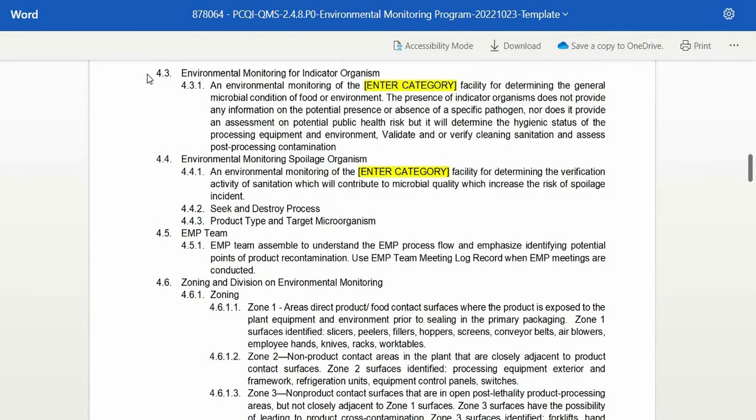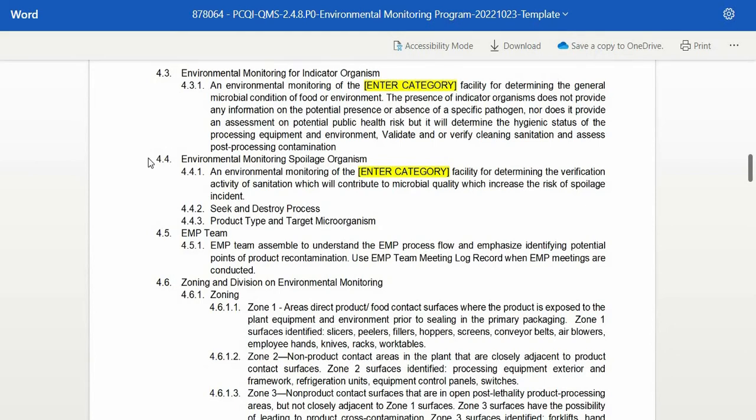Third is the environmental monitoring for indicator organism. An environmental monitoring of the category facility for determining the general microbial condition of food or environment. The presence of indicator organisms does not provide any information on the potential presence or absence of a specific pathogen, nor does it provide an assessment on potential public health risk, but it will determine the hygienic status of the processing equipment and environment, validate and or verify cleaning sanitation, and assess post-processing contamination.